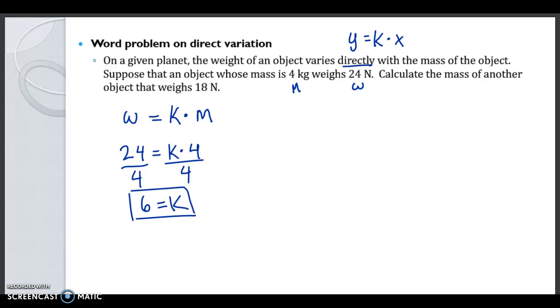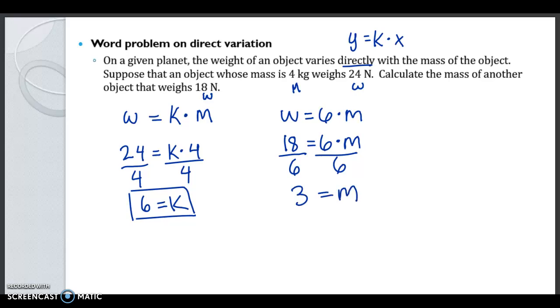However, that's not the end of it, because I have my equation w equals 6 times the mass. My third sentence says what I actually want to do is calculate the mass of another object that weighs 18 newtons. So I have a weight of 18 newtons. 18 newtons equals 6 times what mass? Well, if I divide by 6, I will get 3 equals m. And what unit was m in? M was in kilograms. So 3 kilograms is the mass of my object.